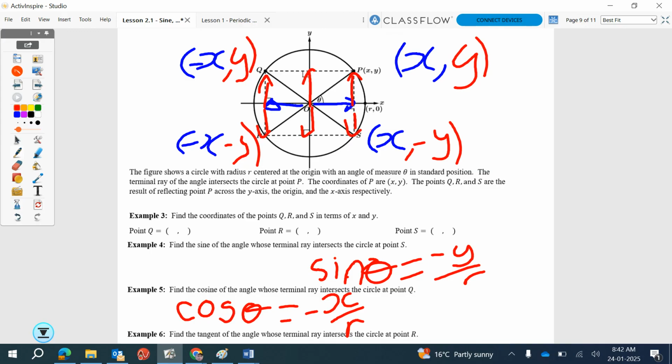And our last one, find the tangent of the angle whose terminal ray is at R. So R is in the fourth quadrant down there. Can't quite see it. It's the y value divided by the x value, sorry, the sine divided by cosine. So the tangent of theta is going to be minus y divided by minus x, which will give us y over x. They'll both become positive.